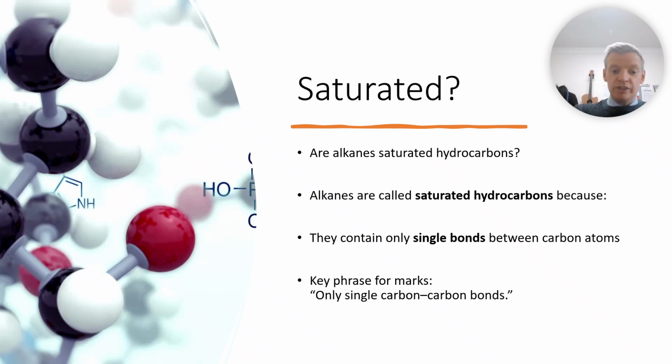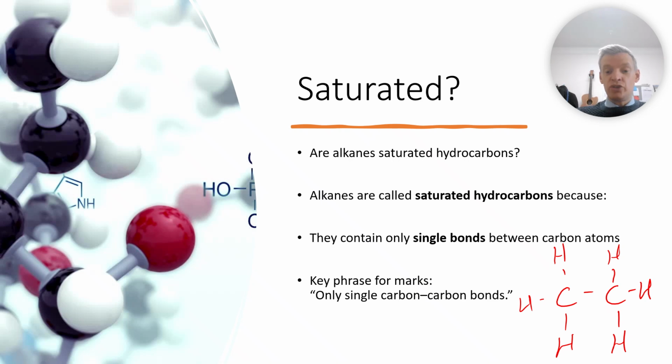So if I just illustrate that, if we were to draw ethane, which has 2 carbons, so that's C2H6. If you notice, between the 2 carbons, it's just joined by a single bond, so a single line. There are other hydrocarbons that have 2 lines or double bonds between them, and they are not saturated. Saturated only have single carbon-carbon bonds.